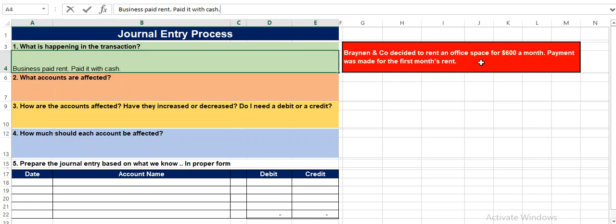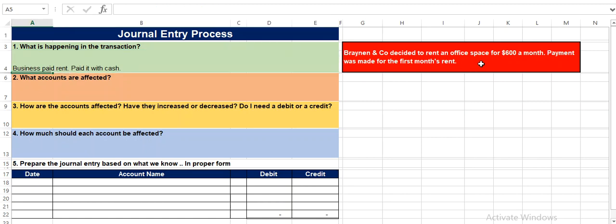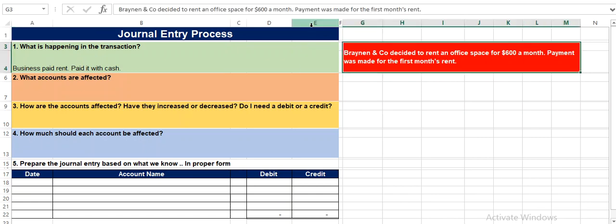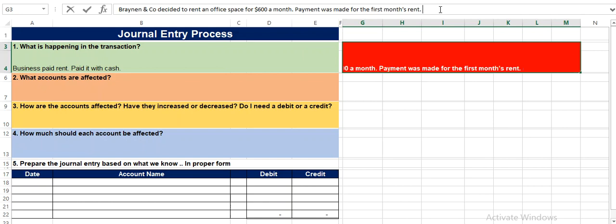And pretty much that's it. The business paid rent and they paid it with cash. So that's what happened in this transaction. Actually, I forgot to put a date on this, so let me put the date for July 2020.